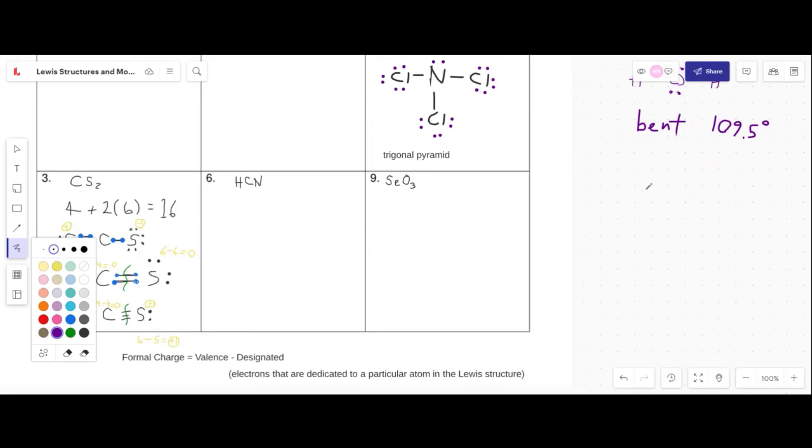So there's one, we'll do ICl3. This is it. ICl3. Okay, so ICl3. I have 7 valence electrons for iodine. I have 7 for chlorine, and there's 3 chlorines, so 3 times 7. And that's going to give me a total of 28 valence electrons.